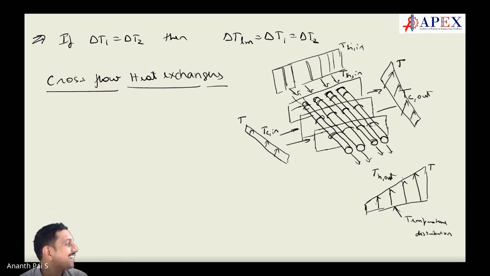Exactly. It's a cross flow. Cross flow. It is not going along or counter. Then there are sometimes, efficiency is based on economy.